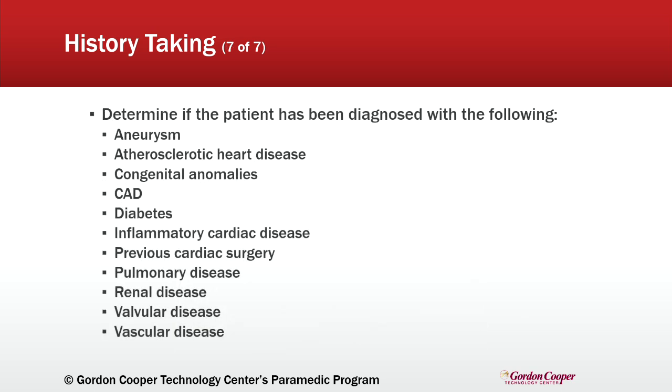Now, you do want to ask about whether they've ever been diagnosed with some things. So aneurysm, atherosclerotic heart disease, angina, definitely if they've had a previous MI. If they have diabetes, inflammatory cardiac disease, all the things that you see listed there, those are good things to ask about.